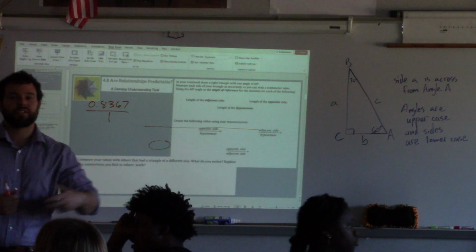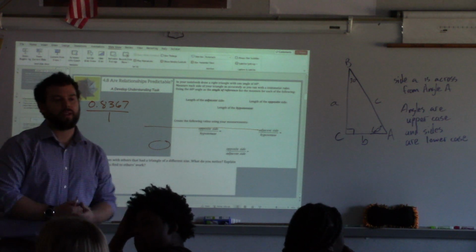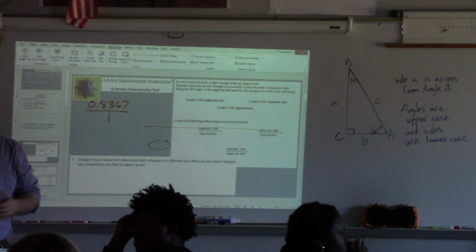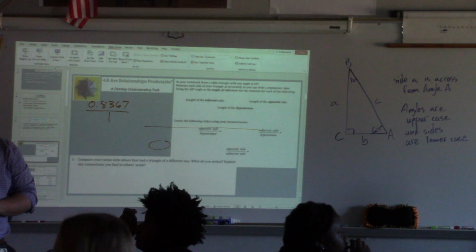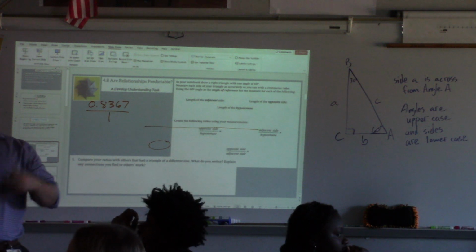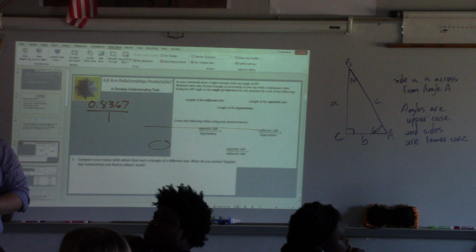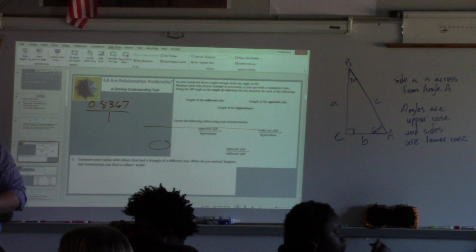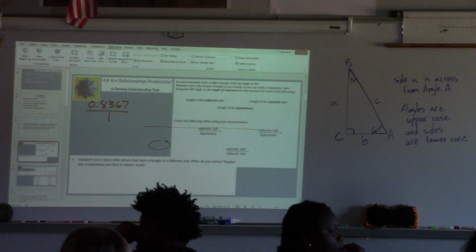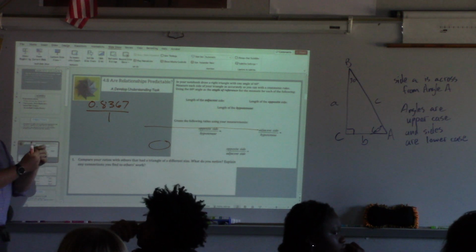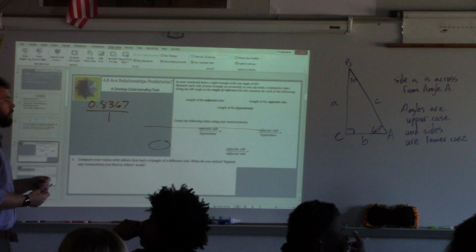For example, Kelsey, you said they are all 0.8 something something something. What do you mean by they? All the answers? All the ratio answers? All the ratios, but let's go deeper than that. Which ratios? The hypotenuse. Oh, so that's what we need to be very intentional about, because if we're not careful with our language, we're going to miss out on important information.